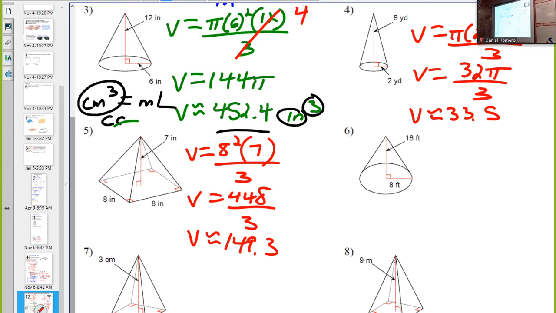Where did I get the 8 squared times 7? Did I do that wrong? 8 squared times 7? 448. Put that in your calculator. You know what the square button is?